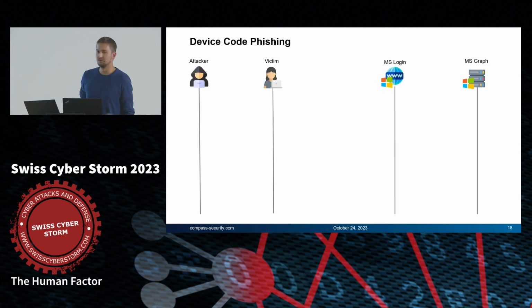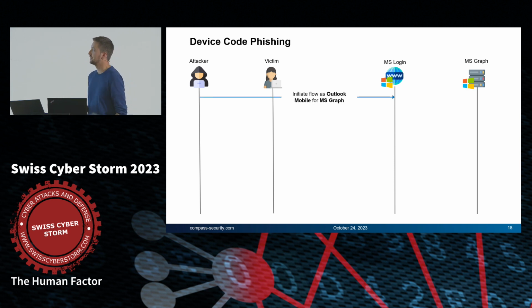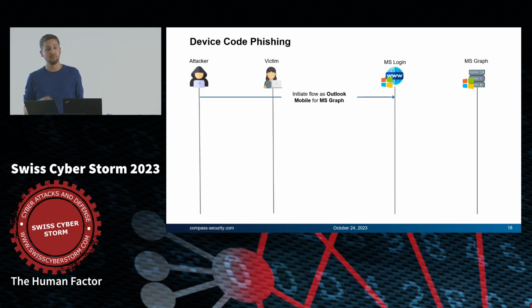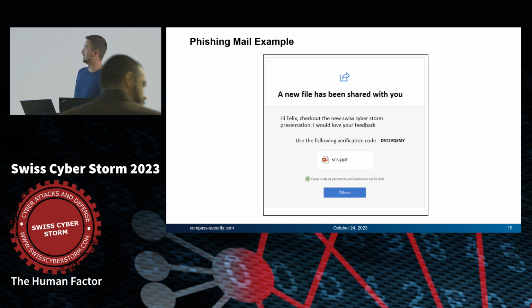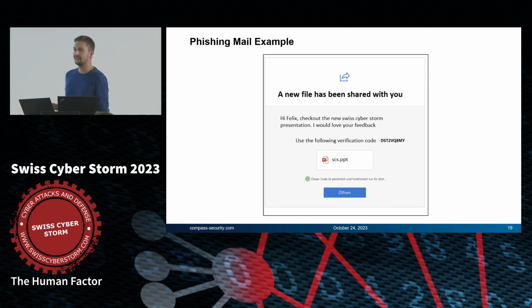And that leads us to device code phishing. As an attacker, we connect to the login site from Microsoft, and we state we are Outlook Mobile. We would like to access MS Graph. We get a user code, we can start polling, of course, and then send a phishing mail, which might look something like this. "New file has been shared. Please use this code," which is the user code, "on the site," and then we have a link, which is just the device login flow link.